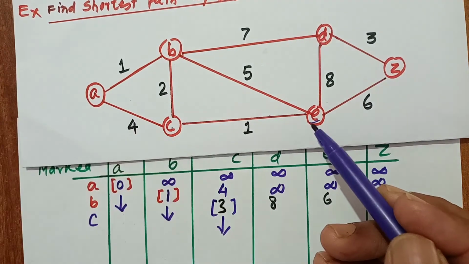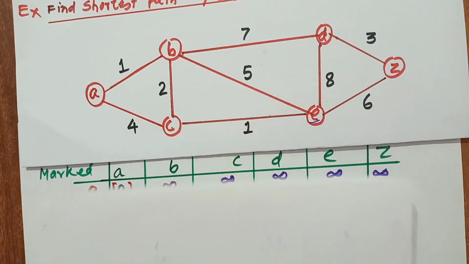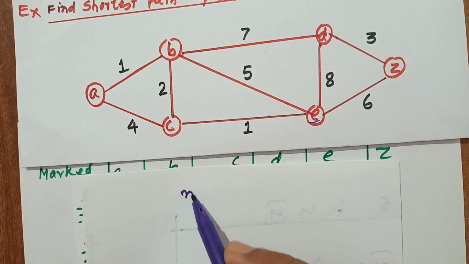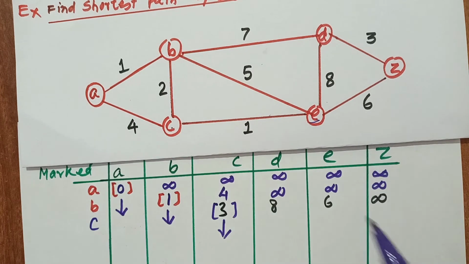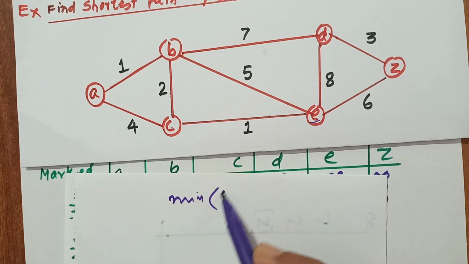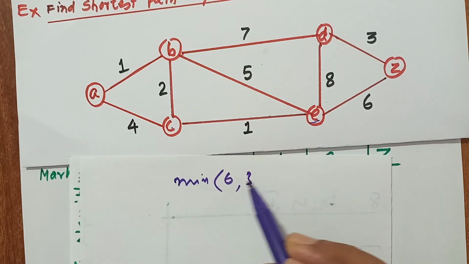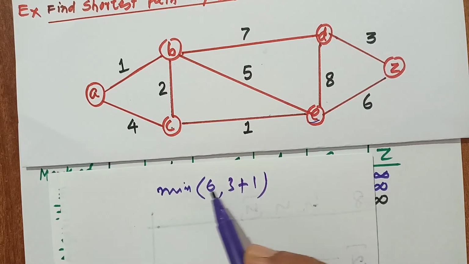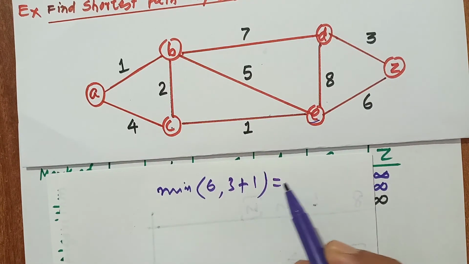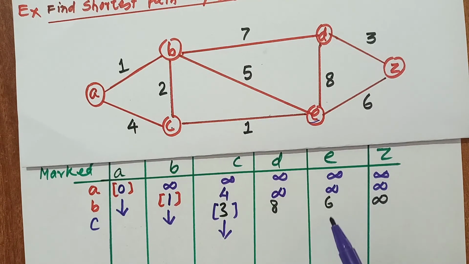So again we use the formula. So C to E we will use the formula. So the formula is minimum of the old value. What is the old value of E? So 6, marked value 3 plus weight 1, so 3 plus 1. So this is 6 and 4. Minimum of 6 and 4 is 4. So here C to E is 4.